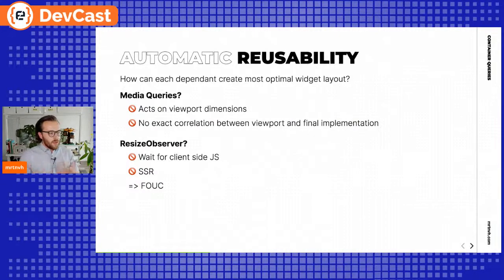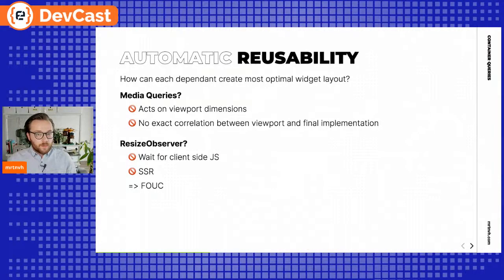How can we make the design system more plug and playable? How can we create automatic reusability? Well, we could use media queries. Not that interesting in this case, because media queries rely on the viewport dimension to work. And maybe your design system isn't used on a dashboard. Like I said, we don't have any knowledge about the final implementation. Maybe your widget can be used below an article or other places you didn't think of. So we have no exact correlation between the viewport and the final implementation.